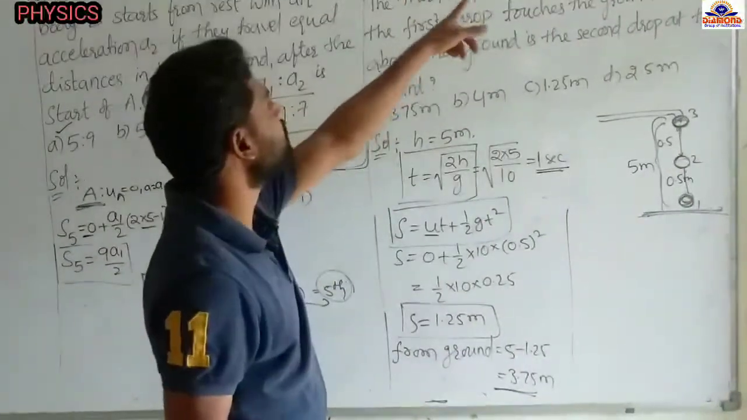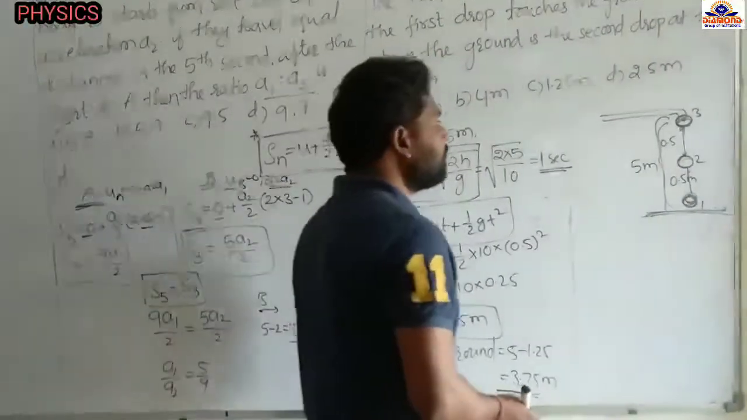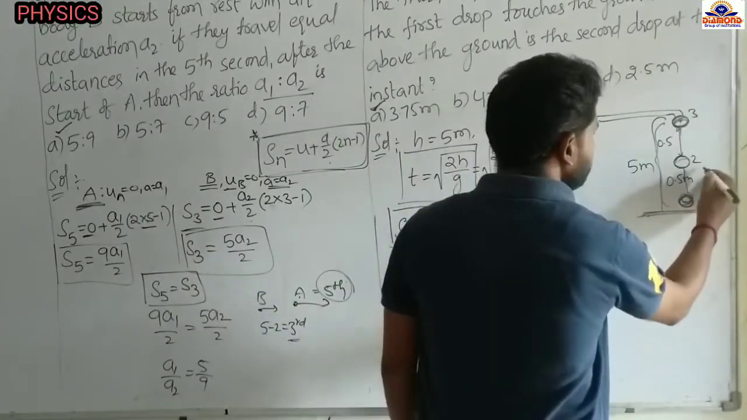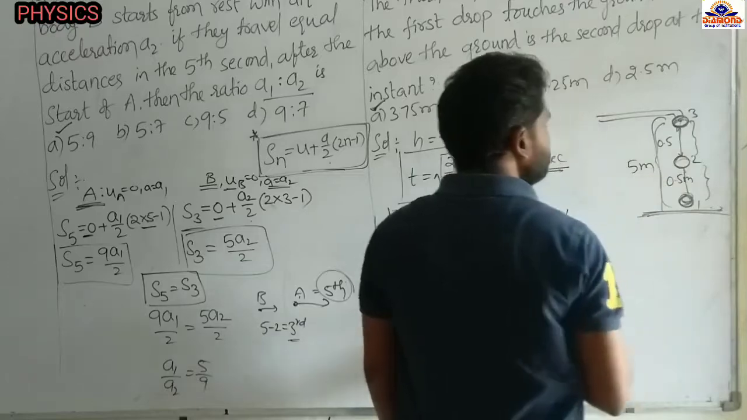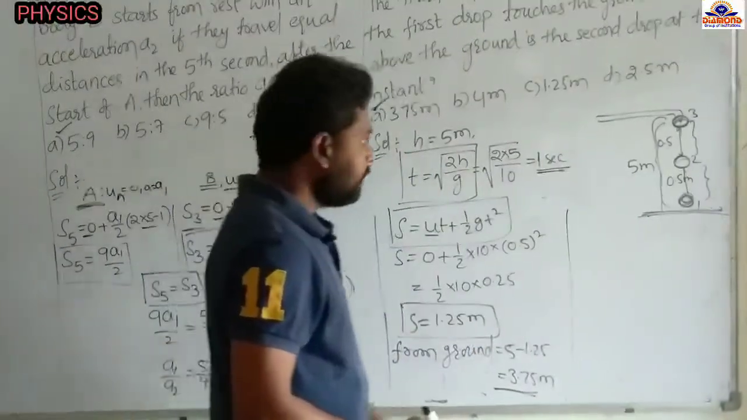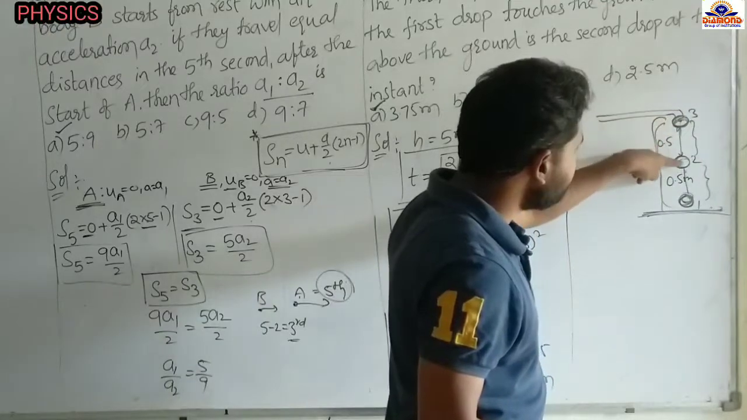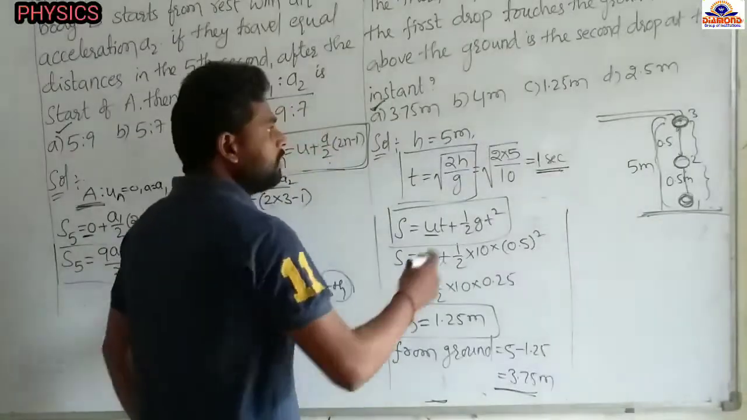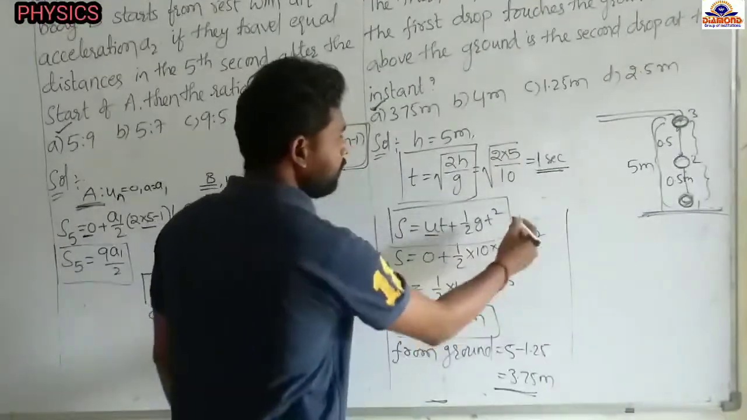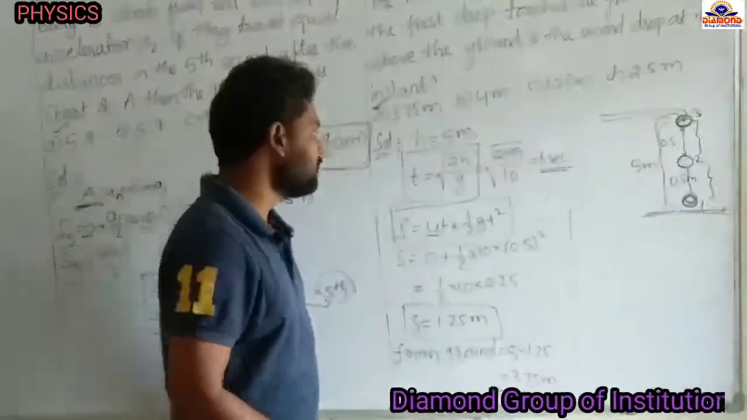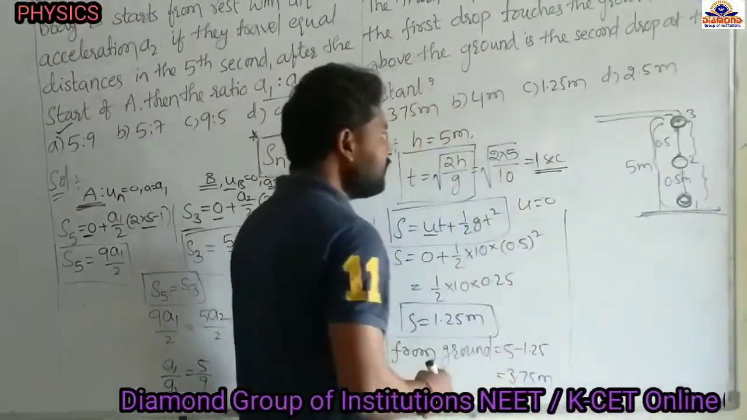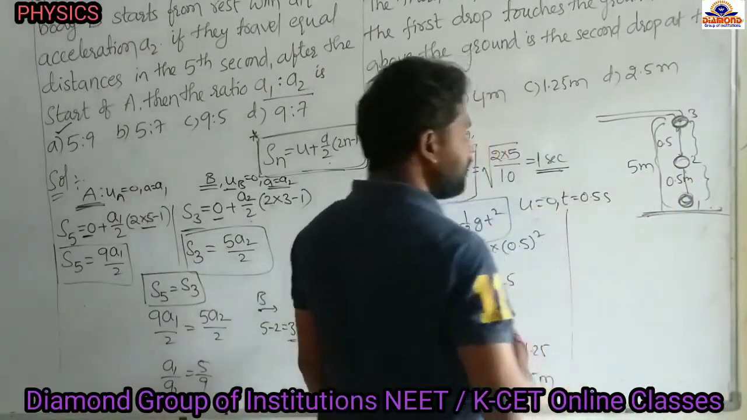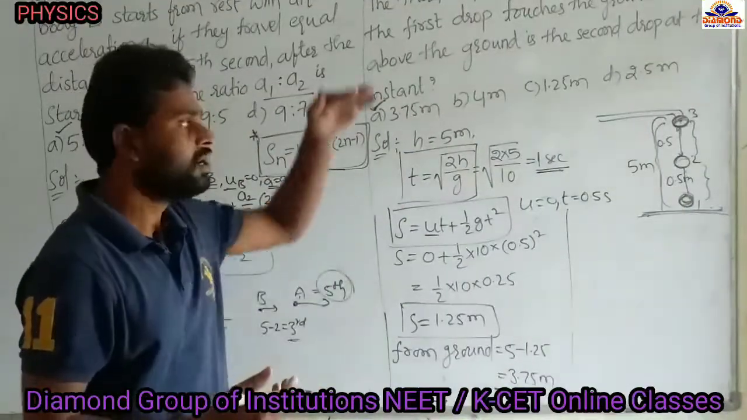The drops are falling at regular intervals of time. That means the time gap between two successive drops is 0.5 second. The time gap between the first and the second is 0.5 second. Third and second also 0.5 seconds. So after 0.5 seconds, what is the distance of the second drop from the tap we have to find. The distance traveled by the second drop from the tap, S equal to ut plus half at square, it is falling freely. So initial velocity equal to 0, and the time taken by the second drop is 0.5 seconds. In 0.5 seconds, how much distance is traveled by the second drop from the tap?